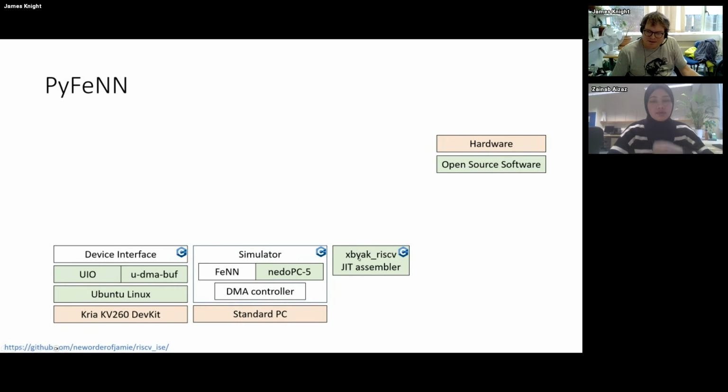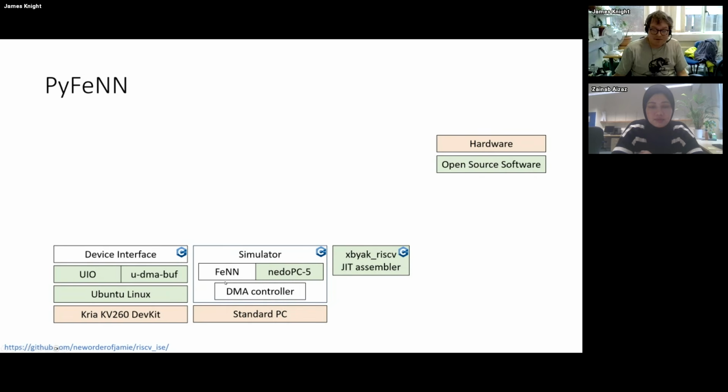So we started with this XBIAC JIT assembler, which basically lets you write RISC-V assembly language fairly conveniently from a C++ application, which is exactly what we needed. And then while Zainab was building the hardware, we wanted to have a simulator. So we started with this slightly random single file RISC-V implementation from the internet, this thing called Nido PC5.